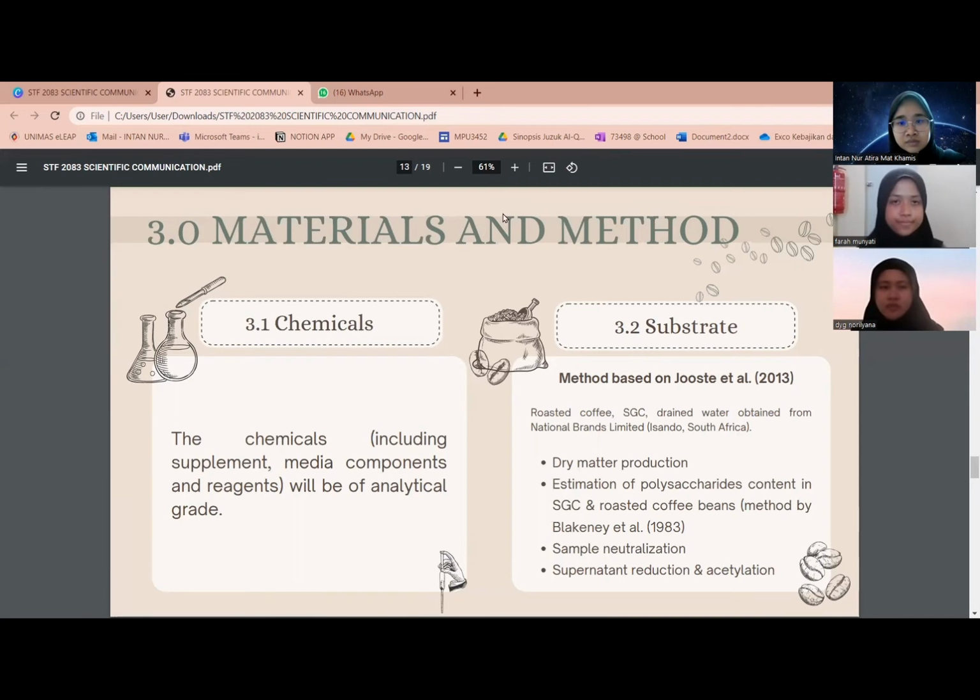The samples will then be neutralized to pH 5.5 using calcium carbonate and will be centrifuged. The centrifuge product, which is the supernatant, will be air-dried before undergoing reduction and acetylation using sodium borodeuteride and acetic anhydride. Next slide.